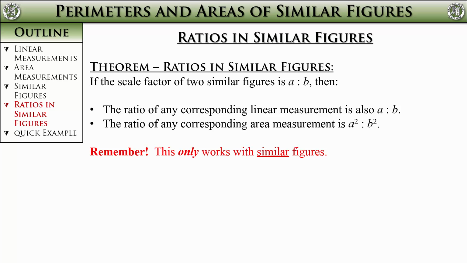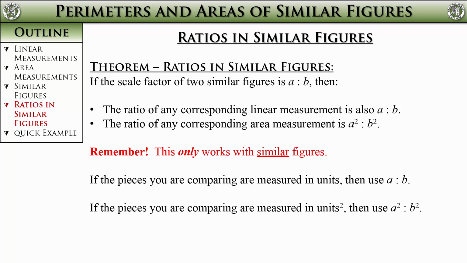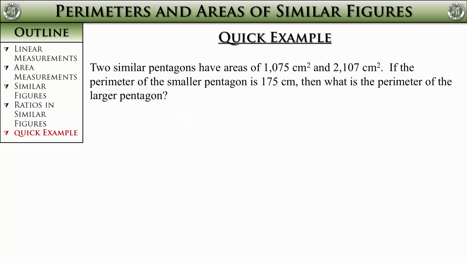Remember, this only works with similar figures. Here's how many students like to remember it. If the pieces you are comparing are measured in units, then use a to b. If the pieces you are measuring are measured in units squared, then use a squared to b squared. Make sense? Here's a quick example. Let's say I have two similar pentagons that have areas of 1,075 centimeters squared and 2,107 centimeters squared. If the perimeter of the smaller pentagon is 175 centimeters, then what is the perimeter of the larger pentagon?